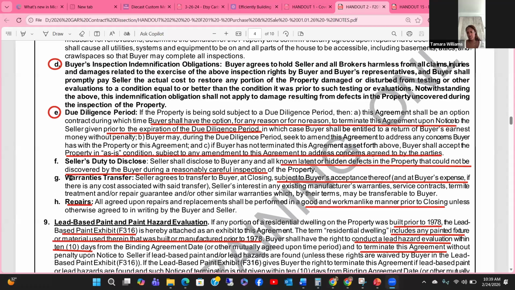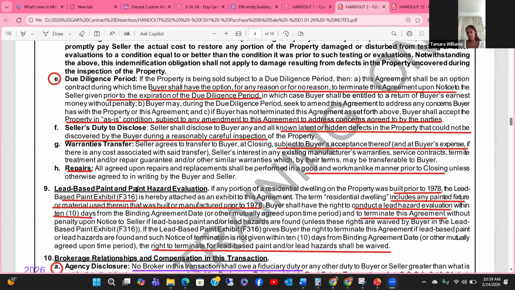And then here is, again, I've already talked about the seller's duty to disclose latent material defects. Any warranties transfer subject to the buyer's acceptance and at buyer's expense. If there's a warranty that a seller has paid for, and let's say they're making monthly payments on that, it does transfer, but the buyer would have to pay for it. And then repairs. All agreed upon repairs and replacements shall be performed in a good and workmanlike manner prior to closing.